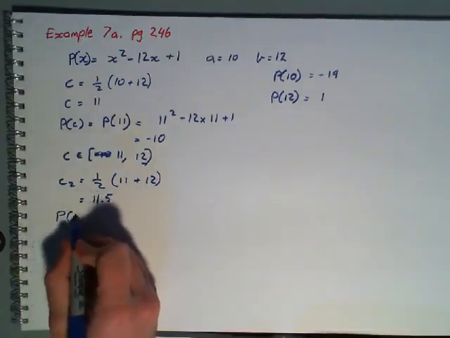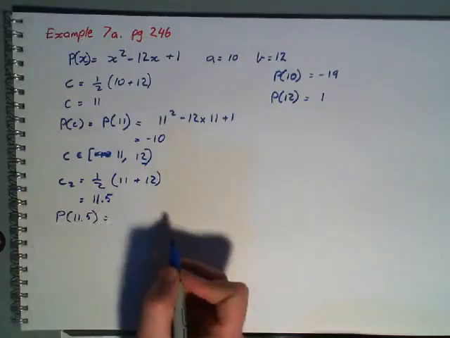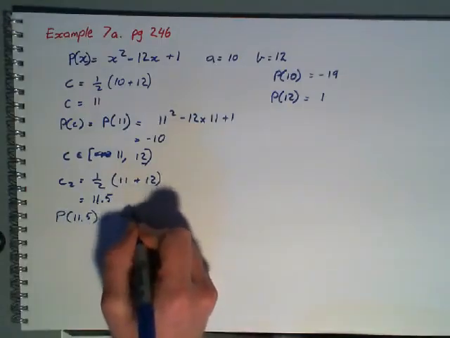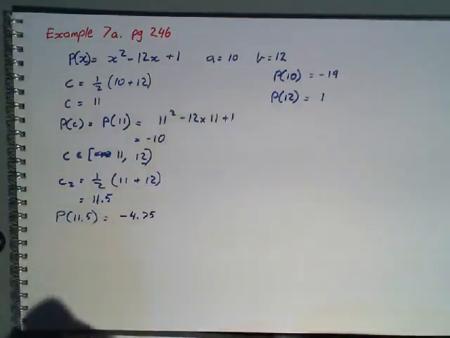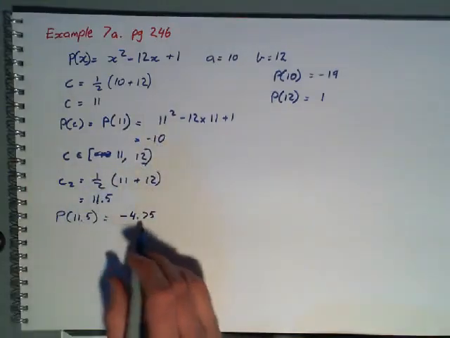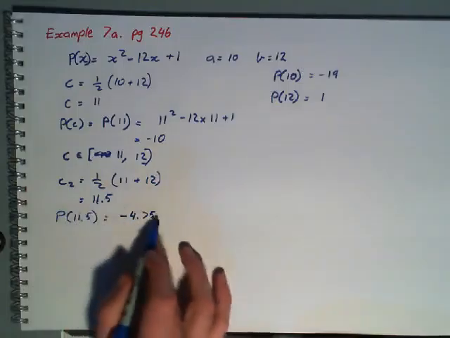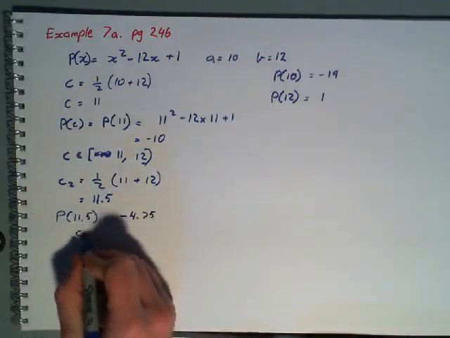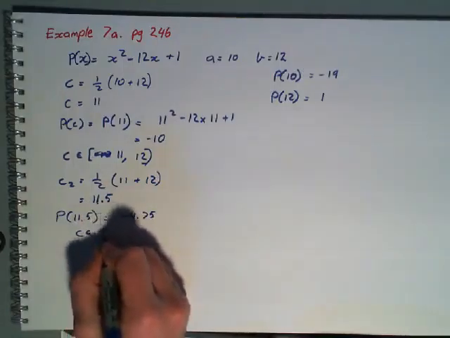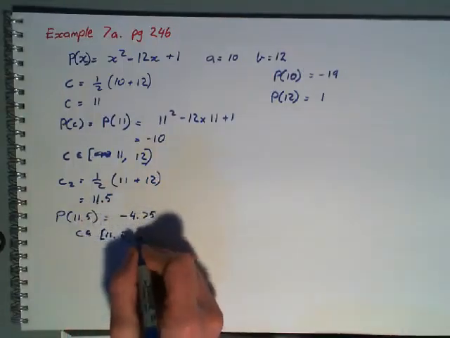Check that, so P of 11.5, what do you get? Negative 4.75. Okay, getting close to 0. This was negative 10, this is negative 4. Okay, so we can say again this is negative, so our C is going to be between 11.5 and 12.